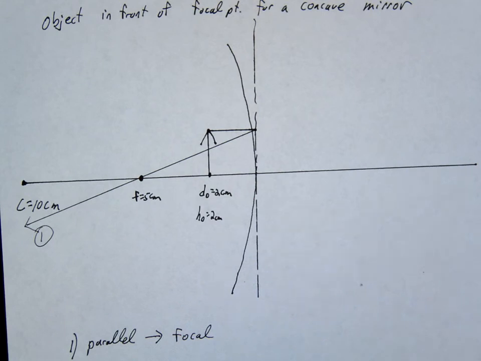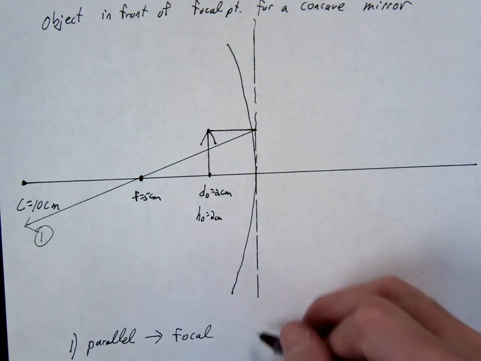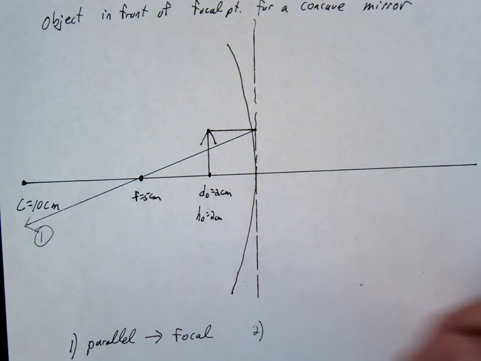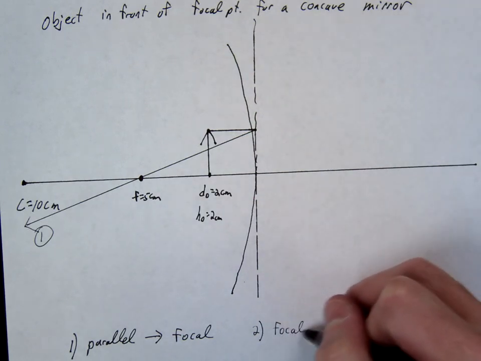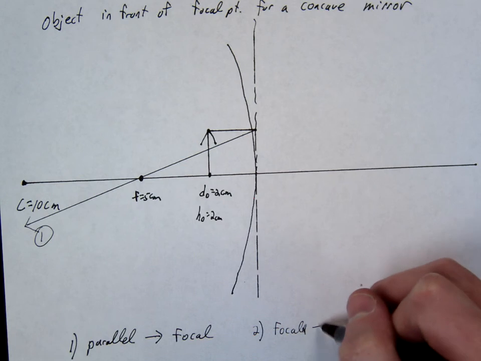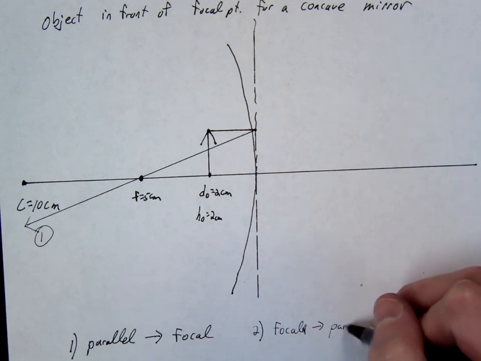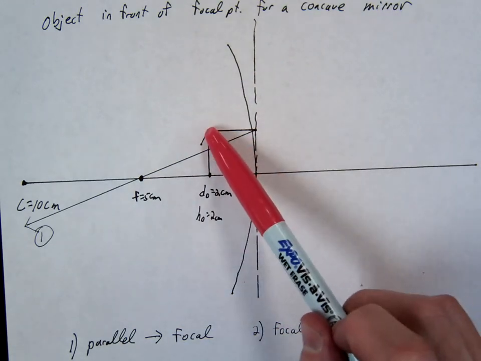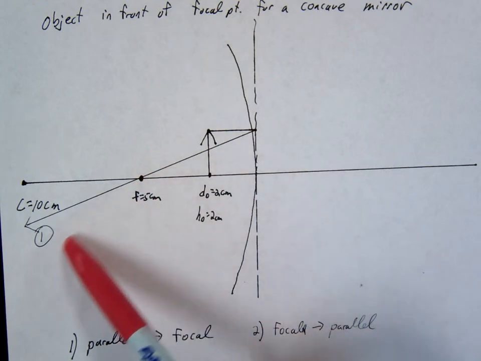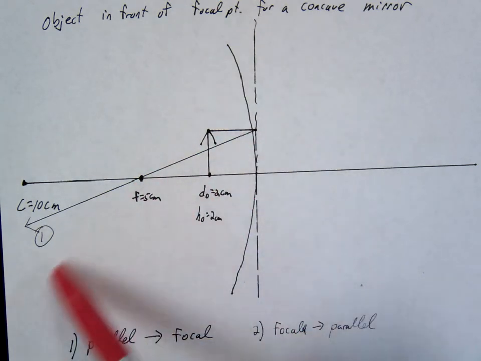If we were to summarize rule number 2, what would it be? The opposite, right? Focal, and then parallel. Well, notice we do have a slight issue here with this one if you take a look at it. And that is, if we were just to draw it straight through the focal point, what would happen to it? It would never even hit the mirror, right?